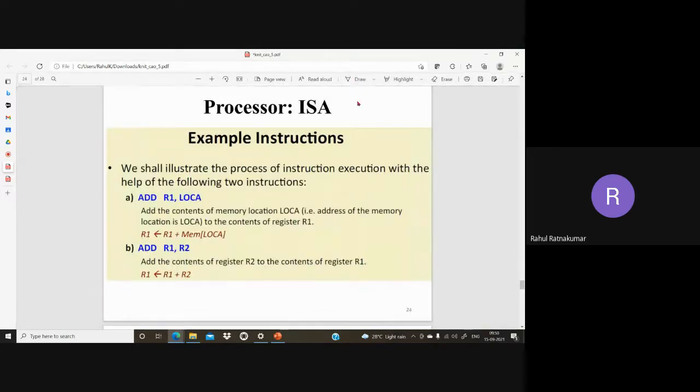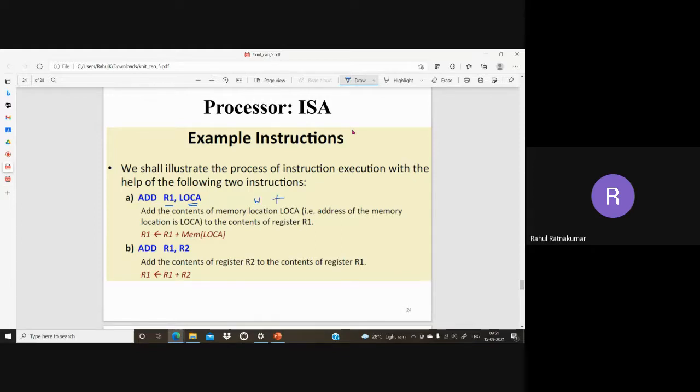So there are some instruction examples. I think it's not very difficult for you because we discussed this. We shall illustrate the process of instruction execution with the help of the following instructions. So, add R1, location A. You can see that you are adding two numbers.